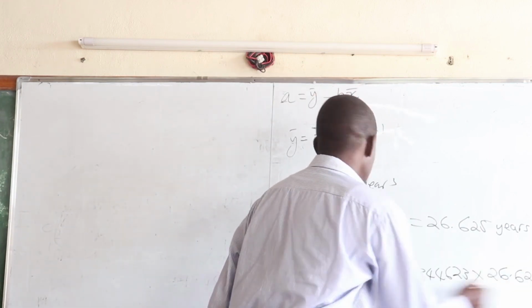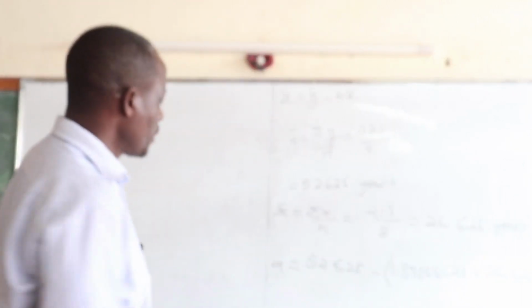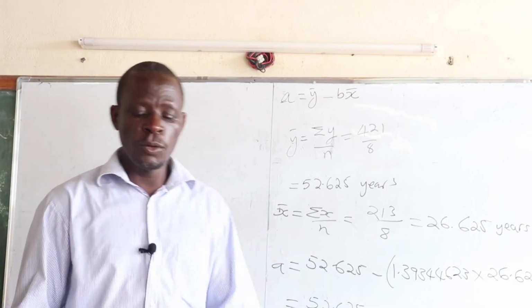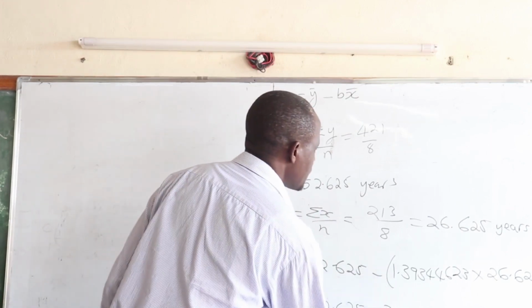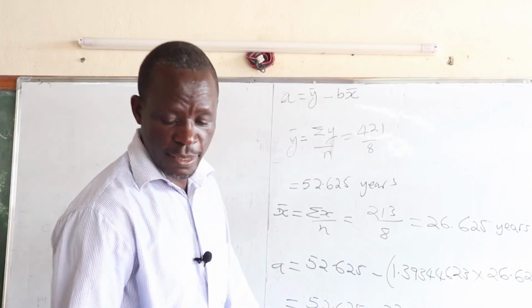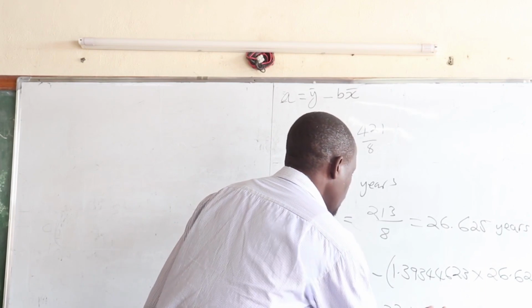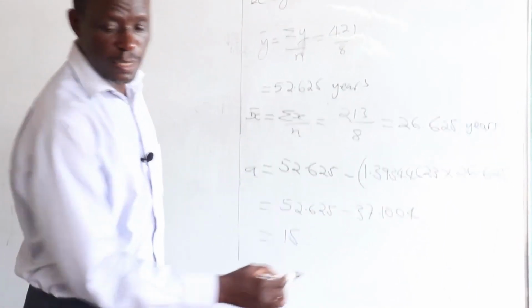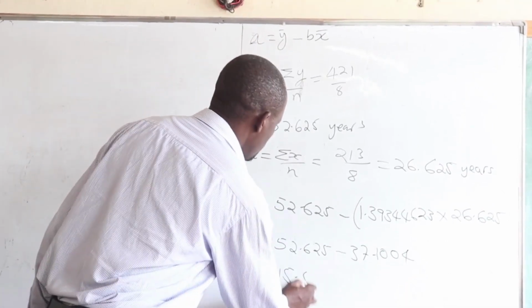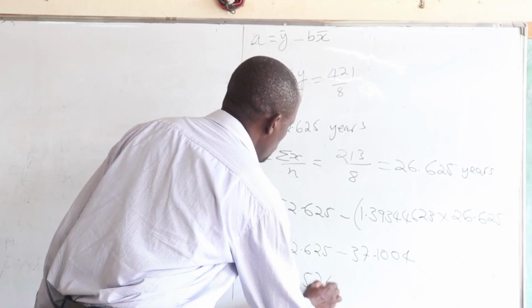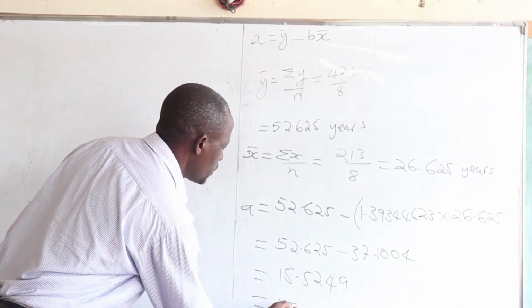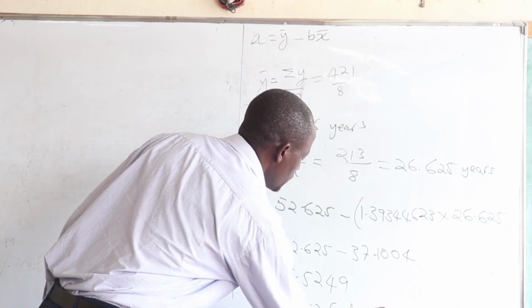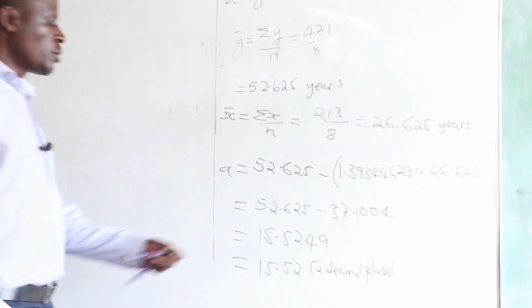So we multiply that and then subtract that particular value from 52.625. If you do your multiplication, this should give us about 37.000, and when you subtract, this should give you 15.5, something like that, 15.52 and some other values, which we can approximately say is 15.52 years. That is to 2 decimal places.